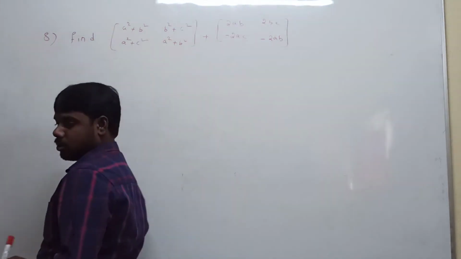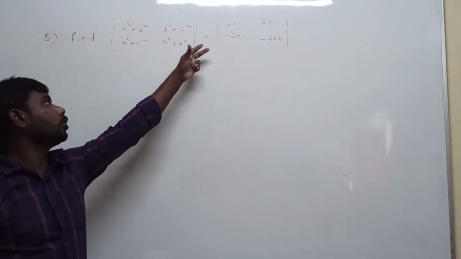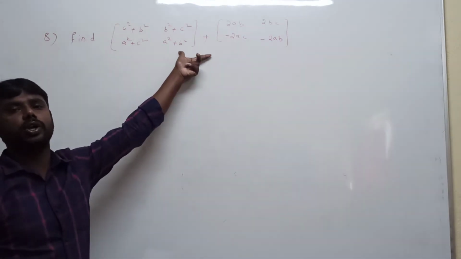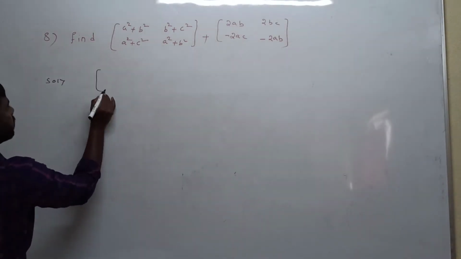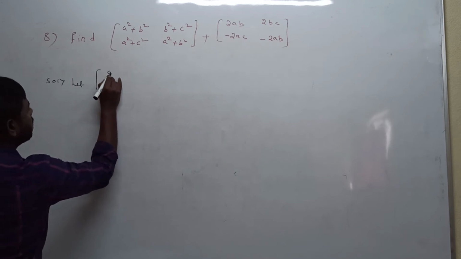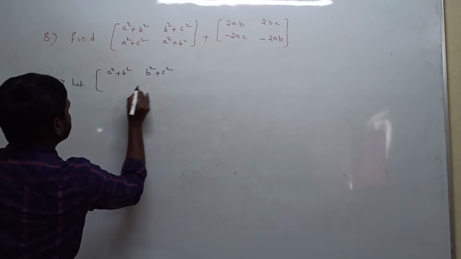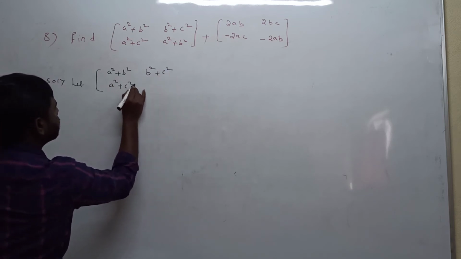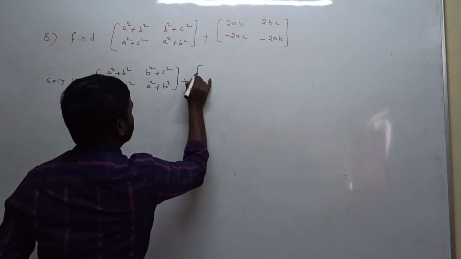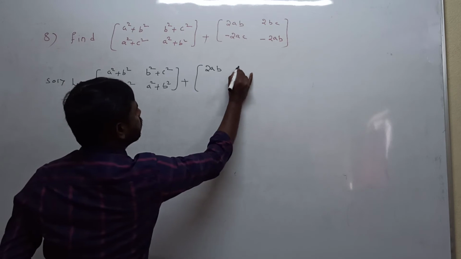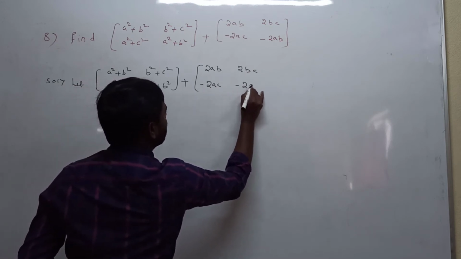What they are asking? Find the sum of the given two matrices. Addition. We have to calculate the sum of the two matrices. So write the given matrices: a square plus b square, b square plus c square, a square plus c square, a square plus b square, plus the second matrix, 2ab, 2bc, minus 2ac, minus 2ab.